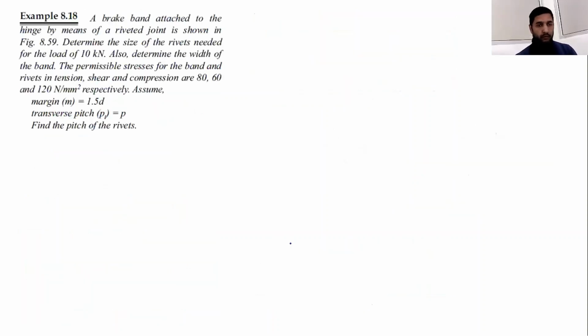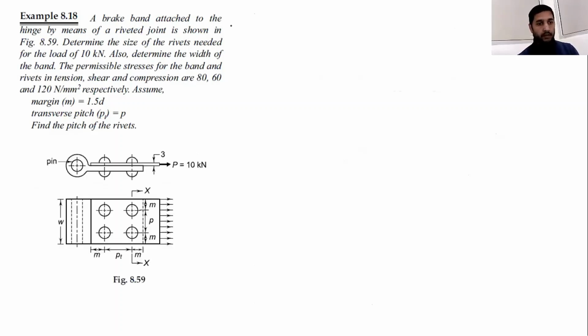Now let us solve some numerical problems on the riveted joints. This is your example 8.81. It says a brake band attached to the hinge by means of a riveted joint as shown in the figure. This is the figure which shows your brake band attached to the hinge. So this is your brake band. This is the side view and this is the top view, and from the top view, we can see the width of the band, that is W is the width of the band.